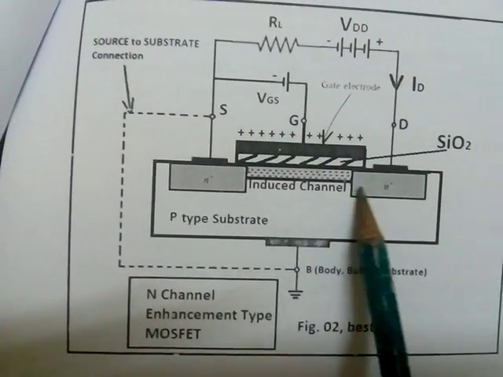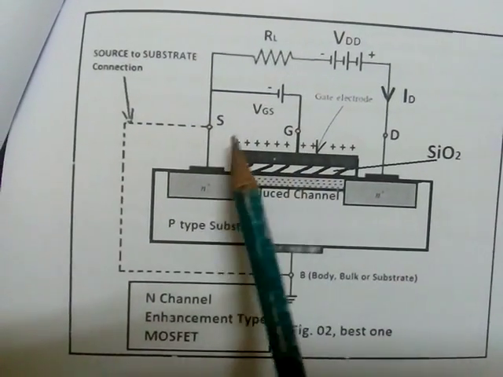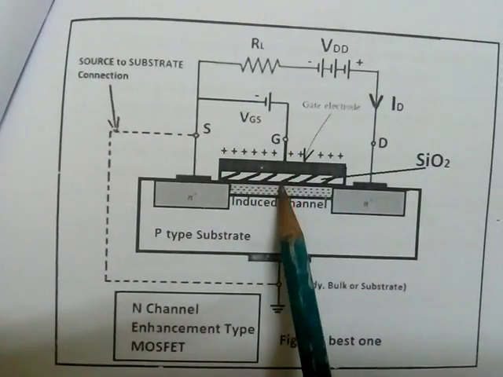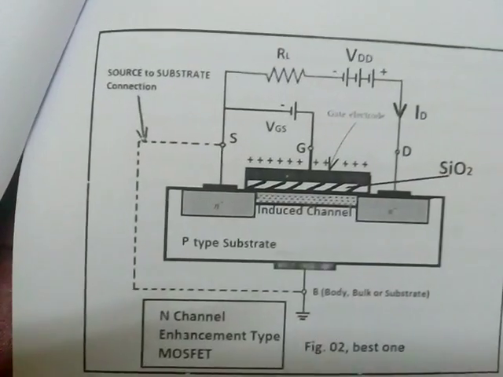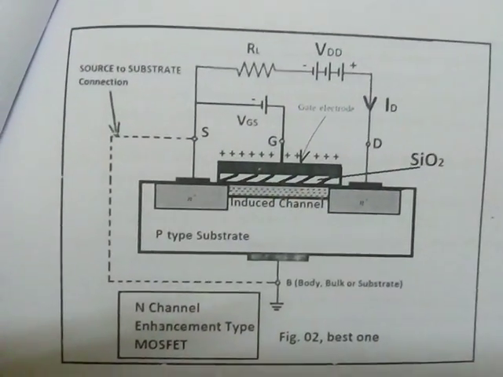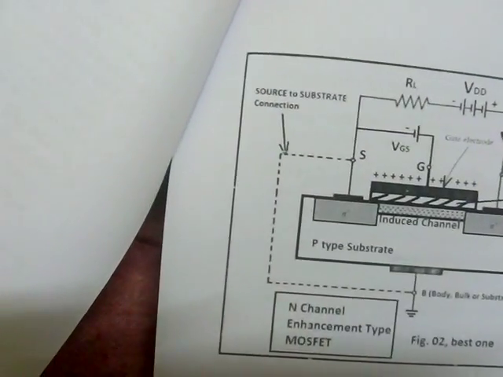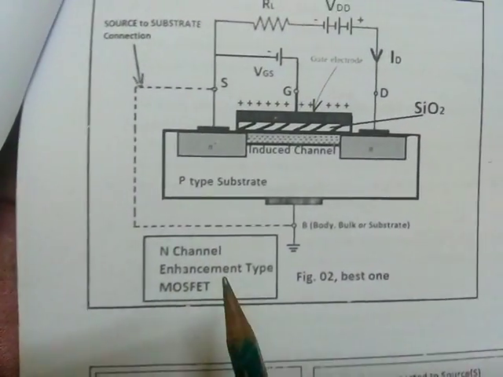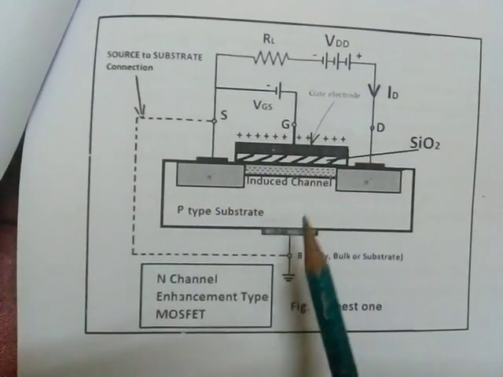This channel, due to the application of the gate, is called an induced channel because it is induced when the gate is applied. This channel is also called an inversion layer because in a p-type substrate, an n-type channel is formed. Since the channel is n-type, we call it an n-channel MOSFET. Enhancement type means when we give gate voltage, then the channel is formed.